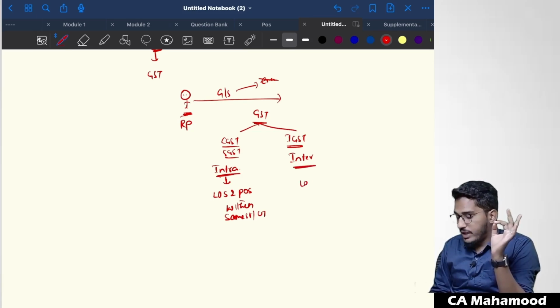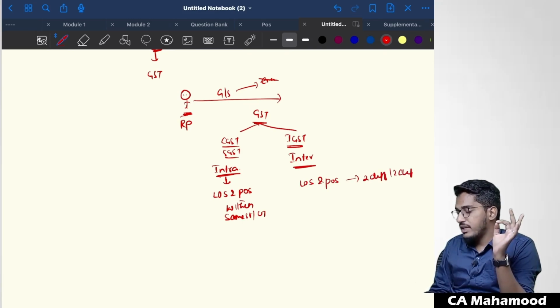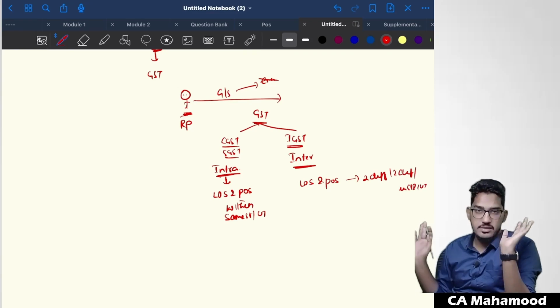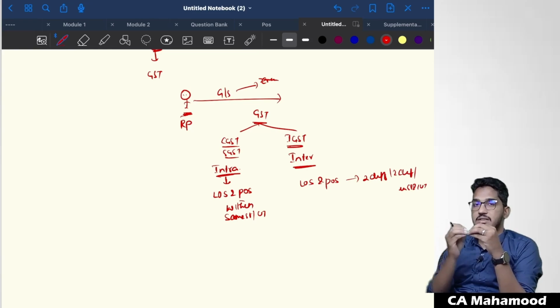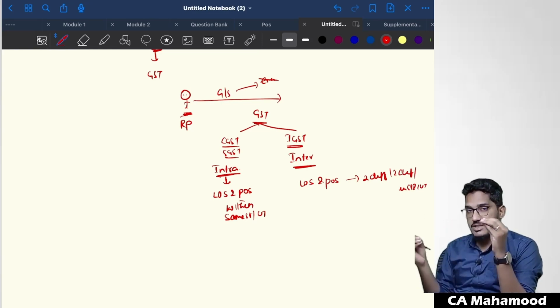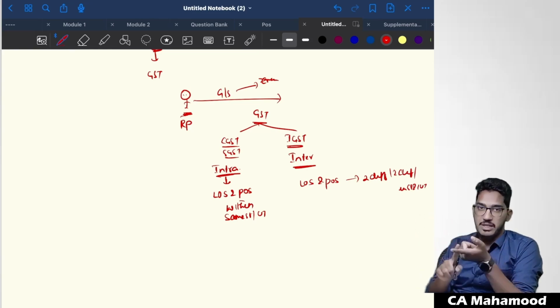However, if the location of the supplier and the place of supply are in two different states, or two different union territories, or in one state and one union territory, then we call it interstate supply. So in order to determine whether CGST has to be collected, SGST has to be collected or IGST has to be collected, we have to determine what kind of supply it is.